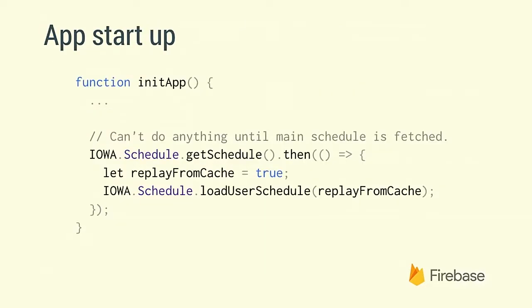So when the user comes back online, and maybe they have a connection again, we essentially just have this init app function that pulls in the schedule and then tries to load their personalized schedule on top of that, the things they've bookmarked in their schedule. And so we'll try to replay that from the cache. So anything the user's done while we're offline, we basically just try to replay it from IndexedDB and update Firebase if we can.